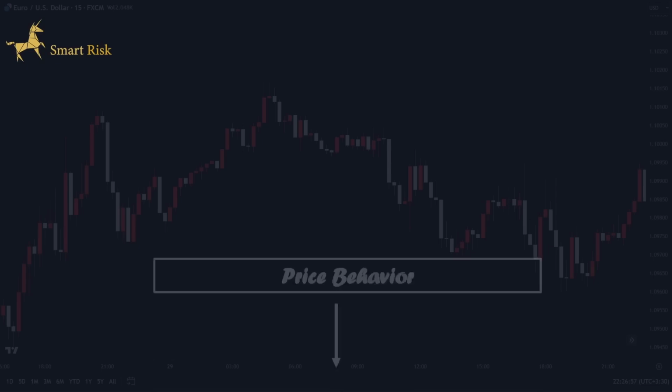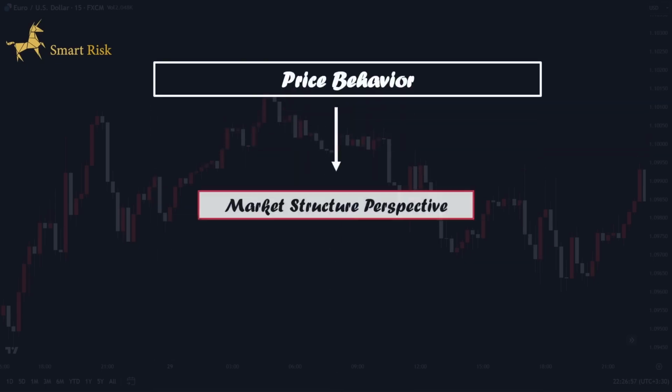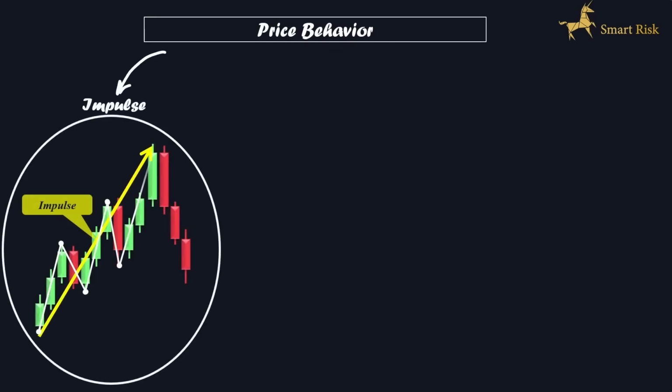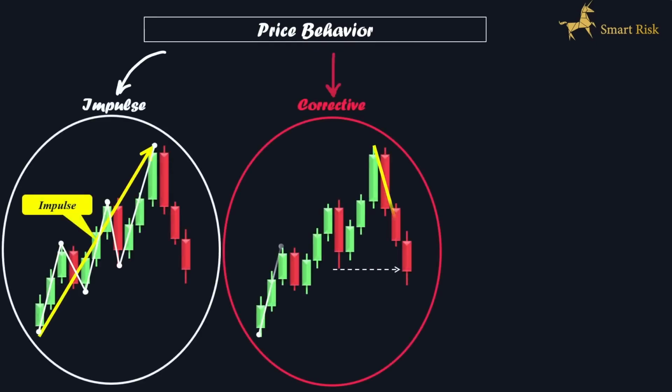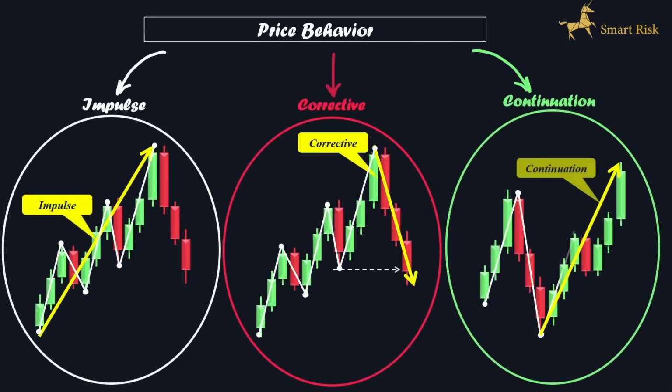Now let's start with the basics of price behavior in the market from the market structure perspective. Price movement comprises three primary sub-movements: impulse, corrective, and continuation. Each of these sub-movements is already composed of internal candlestick formations. Now let's get into the details of each one.